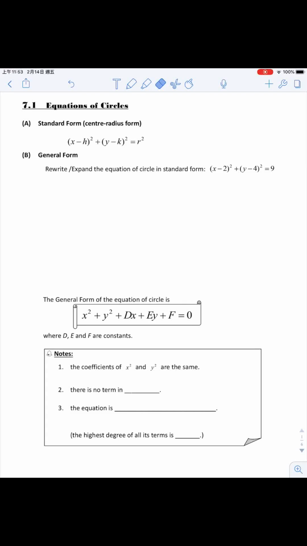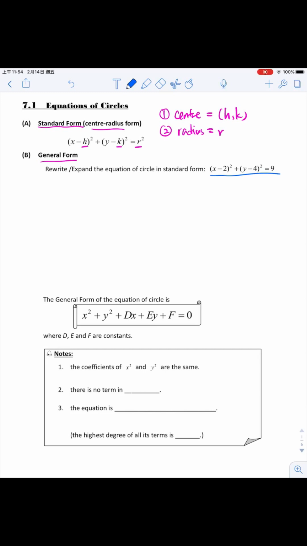Section 7.1 Equations of circle. Last lesson, we learned how to find the equations of circle on the coordinate plane in standard form, or called the center radius form. For this one, we have to know two important things. One, we have to know the center, the coordinates of center. And second, we have to know the radius r. And now we will learn how to express the equations of circle in general form.